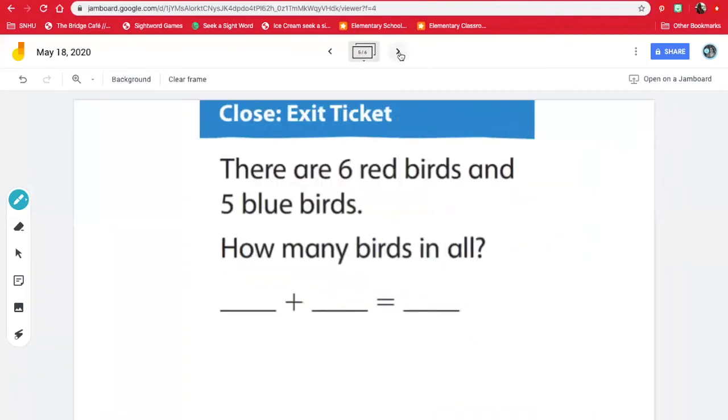Here's our last problem for today. That went quick. All right, let's look at the problem. I'm going to get my highlighter. There are 6 red birds and 5 blue birds. How many birds in all? So I saw that there are 6 red birds and 5 blue birds. And the question's asking, how many birds in all? And those 2 words again, in all, means we're going to add.